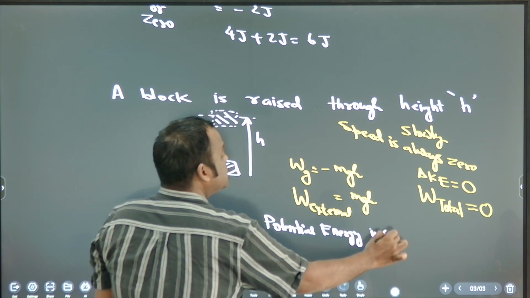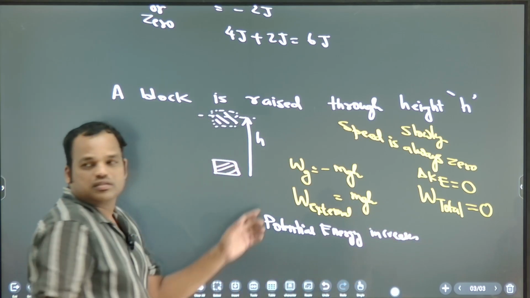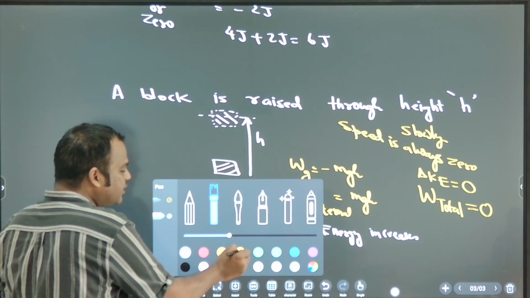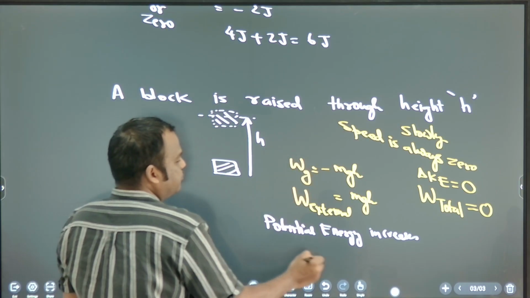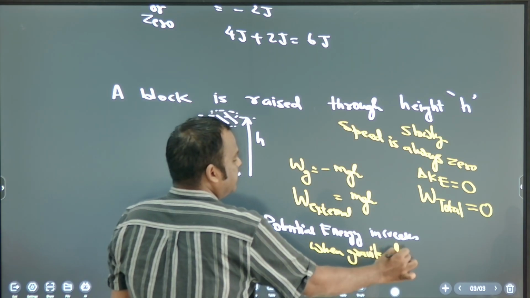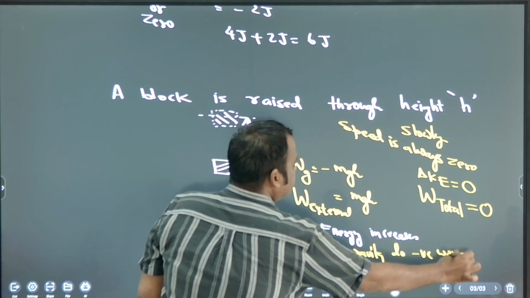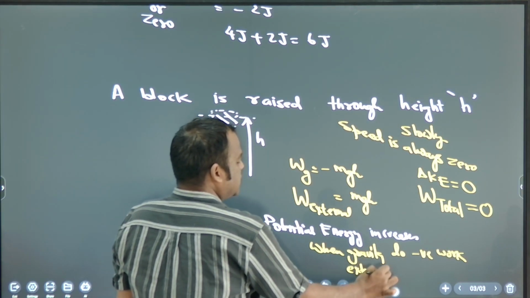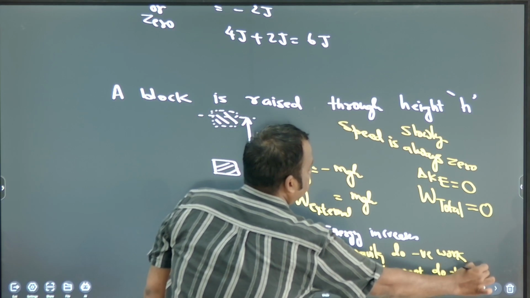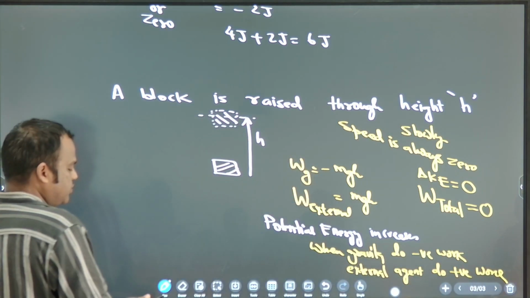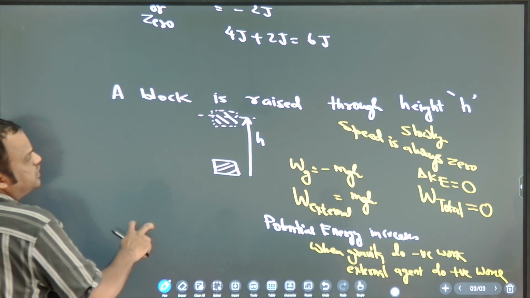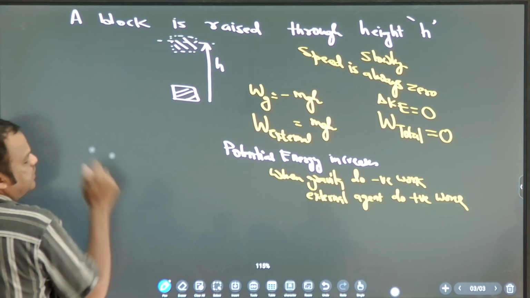So potential energy increases when external work done is positive and gravity work done is negative. So potential energy increases when gravity does negative work, and the external agent does positive work. Okay, so the external agent is doing positive work, so potential energy is increasing.